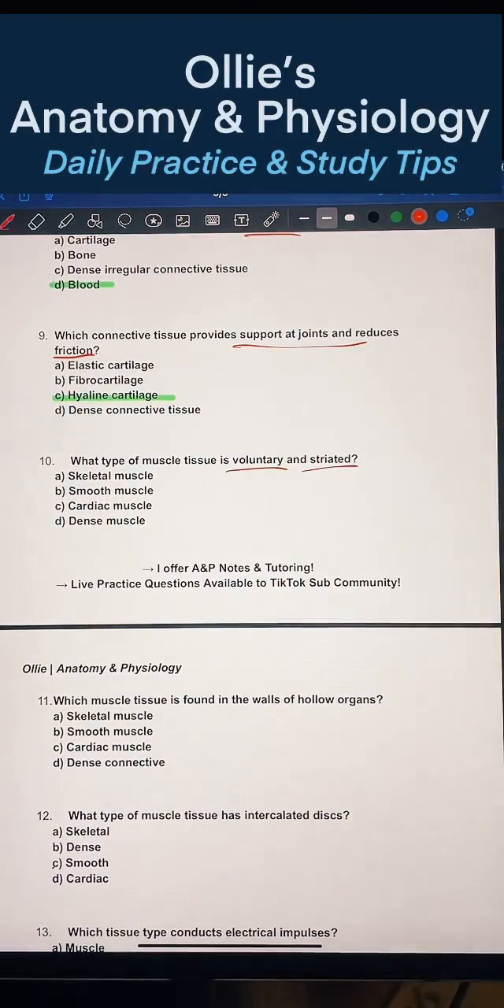is voluntary and striated? Voluntary and striated, meaning it's banded. It gives off a banded sense. It's organized. A, B, C, or D.